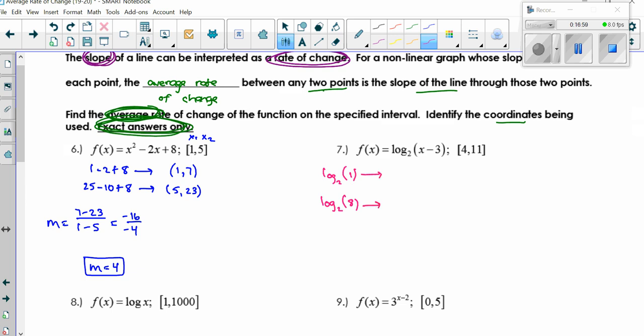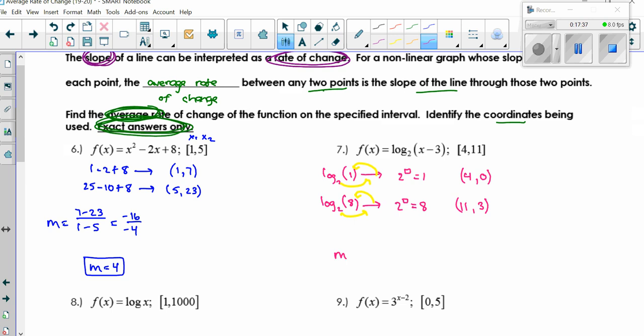All right, so remember, this means 2 to the what power equals 1. And this one means 2 to the what power equals 8. Okay, so what that means is for the input of 4 and for the input of 11, what am I going to get? So 2 to the what power is 1, that would be 2 to the 0 power. 2 to the what power is 8, and that would be 3. So those are my coordinates.